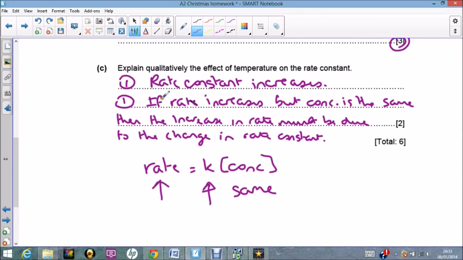Okay, so we said if the rate increases but the concentration is the same, then the increase in rate must be due to the change in the rate constant. So look at the equation again. If rate gets bigger, concentration stays the same. So the only way that this term is going to get bigger is if K itself increases. So when the temperature increases, it must be K that gets bigger.